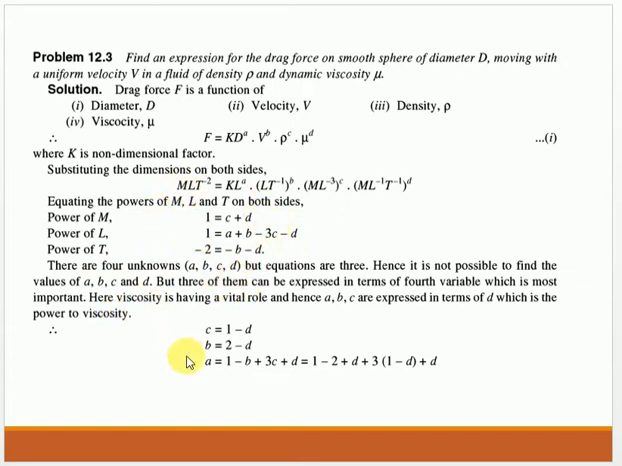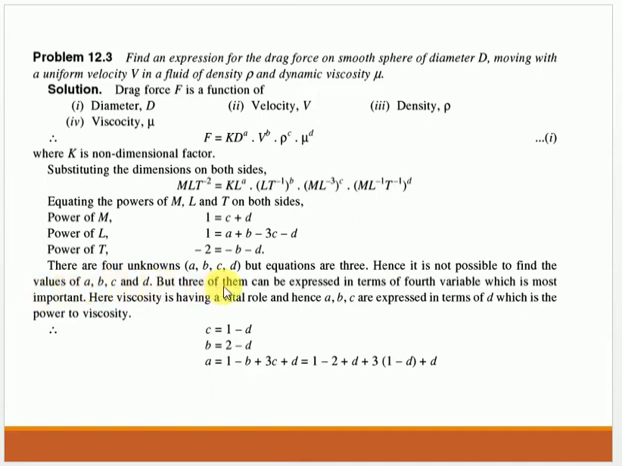So A, B, C will be in terms of D, the fourth unknown. So that's what it says. These are 4 unknowns, but equations are 3. Hence, it is not possible to find the values of A, B, C, and D.